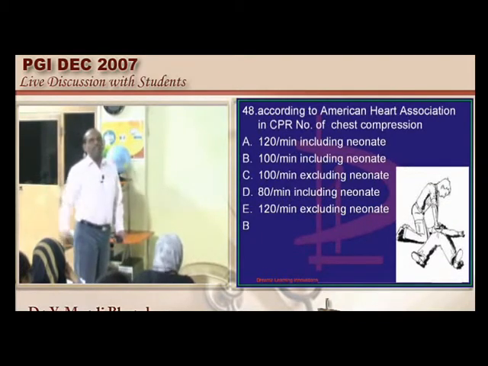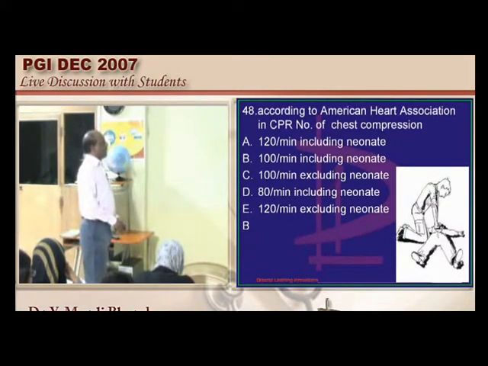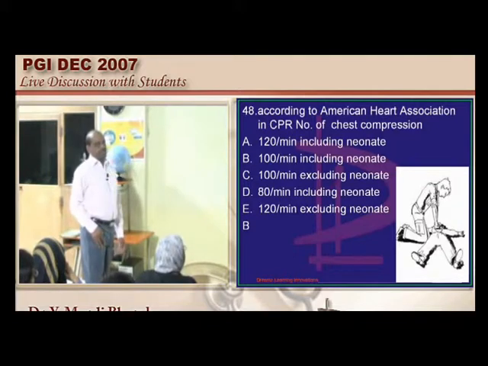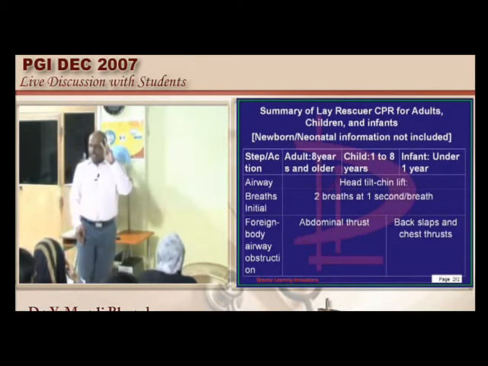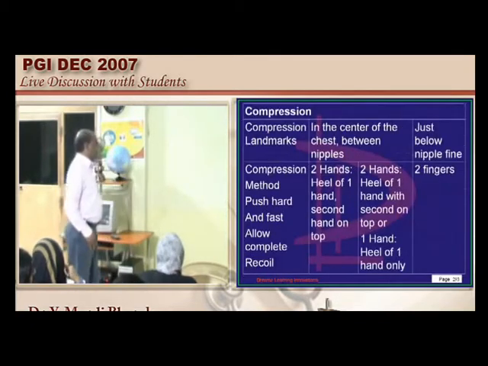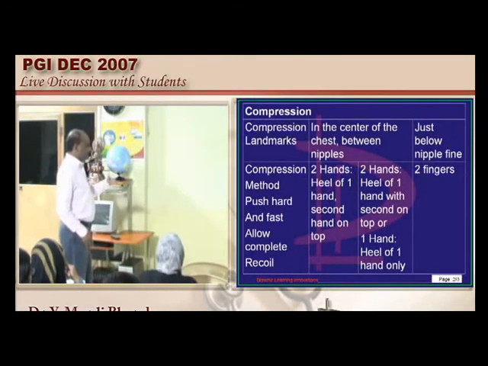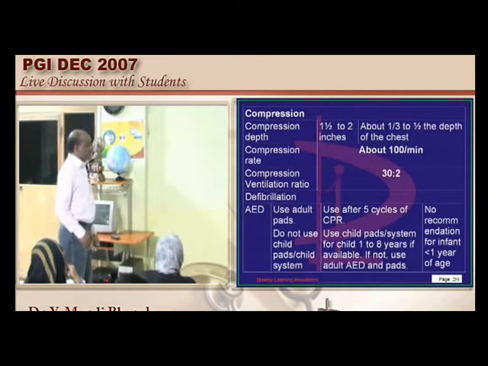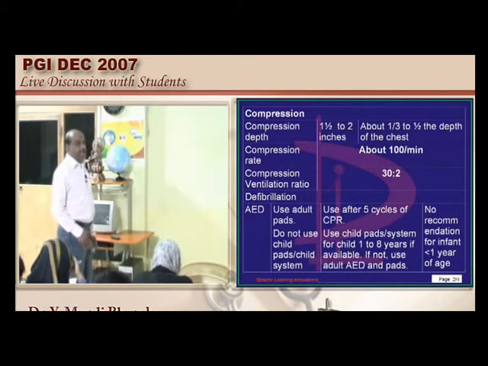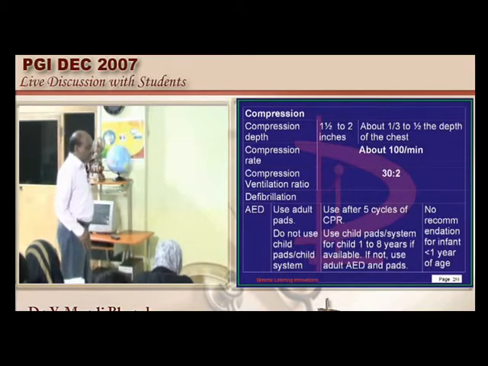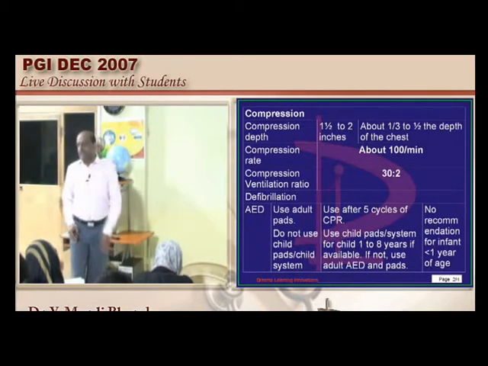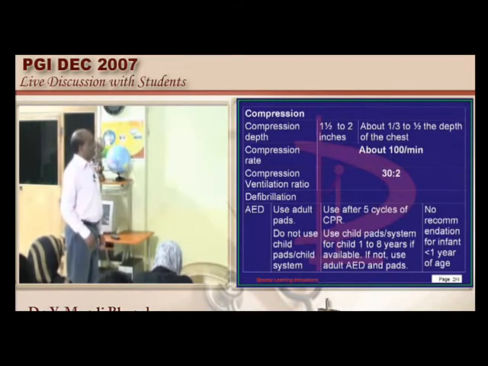According to the American Heart Association, whenever you are doing CPR, how many chest compressions should you give in the neonate? There are two questions that come on the American Heart Association CPR. What is the depth of compression, compression rate and compression ventilation ratio? Typically the compression depth should be 1.5 to 2 inches and compression rate must be around 100 per minute and compression ventilation ratio should be 30:2. These are the three things to remember about the CPR.